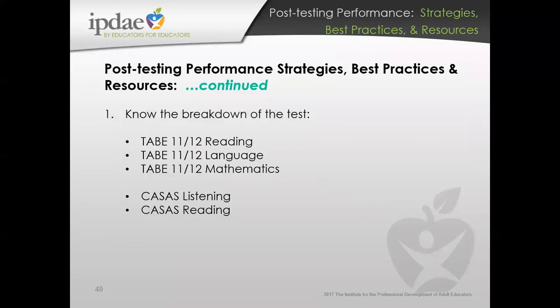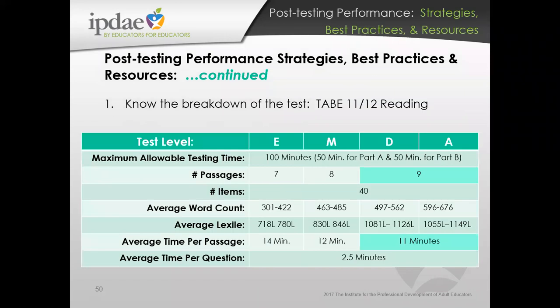So, know the breakdown of the test. Let's look, very quickly, at a breakdown of the TABE and the CASAS. Here, I want you to notice that you have a summary of the breakdown of the TABE 11-12 reading test. You have the breakdown by the test level, E, M, D, and A. It gives you the maximum allowable time, the number of passages, number of items, average word count, Lexile, time per passage, and time per question.